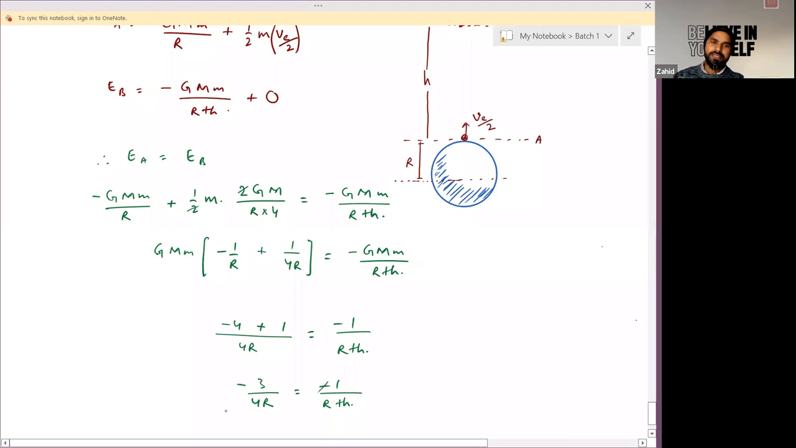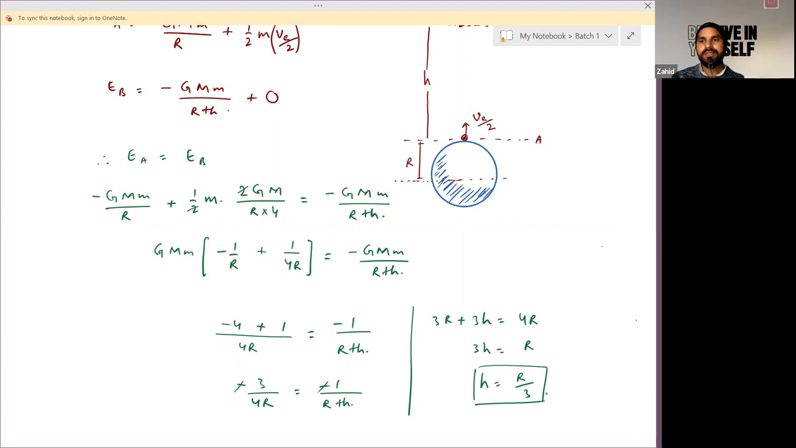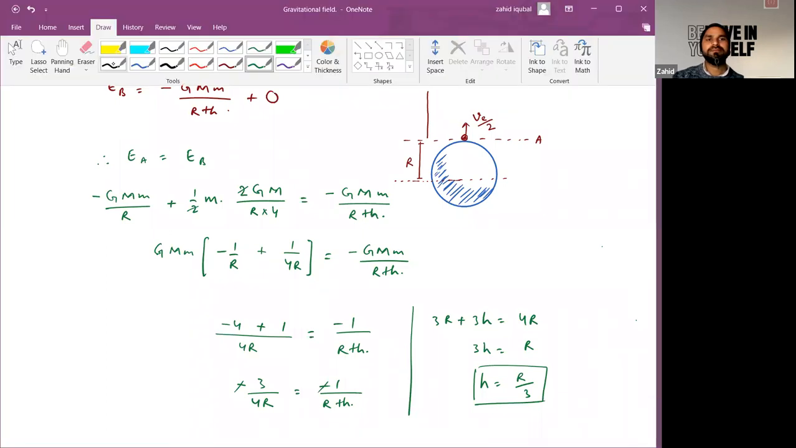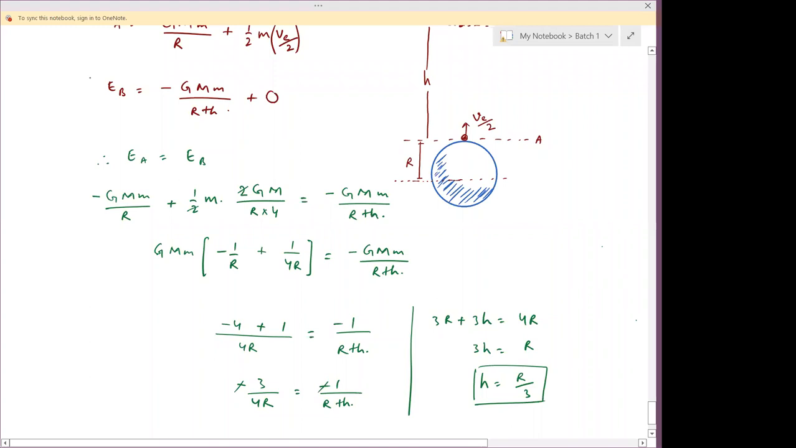This minus and this minus will cancel out. Just cross multiply. So it will be 3R plus 3H equals 4R. So 3H will be R. So H will be R by 3. So this body will reach up to R by 3 maximum height. Salman, is it clear? Yes, sir. Okay.